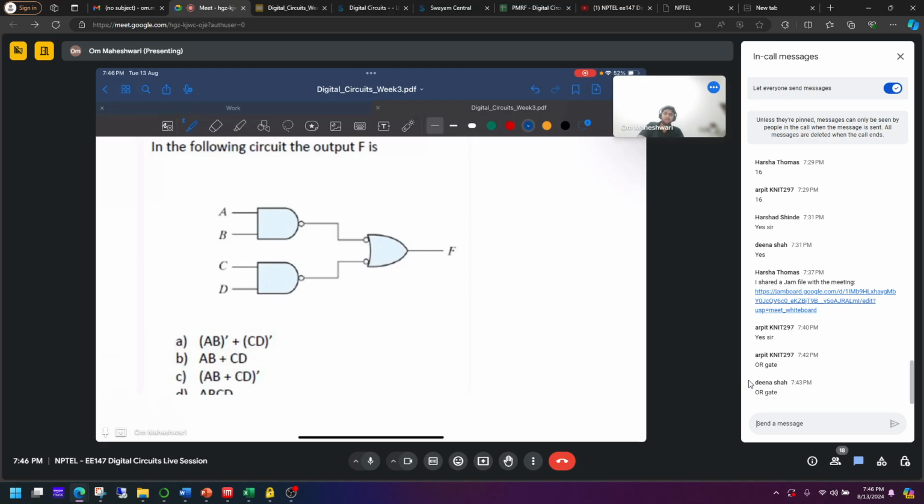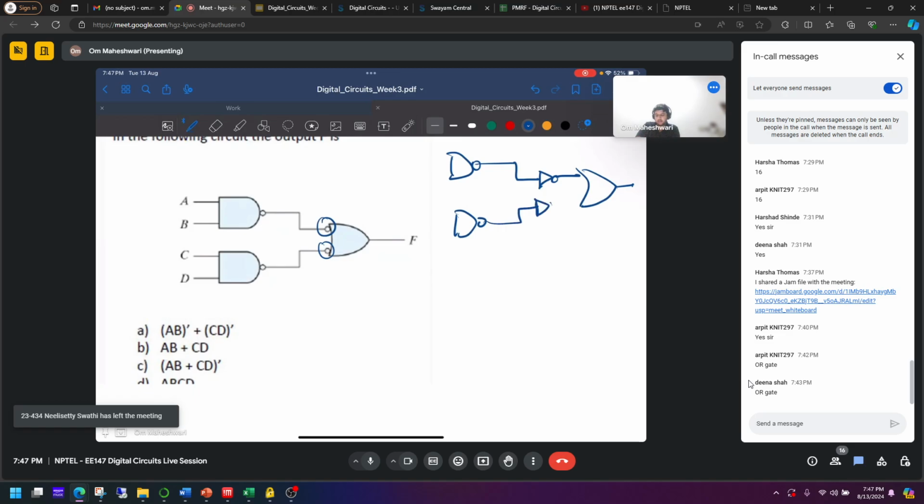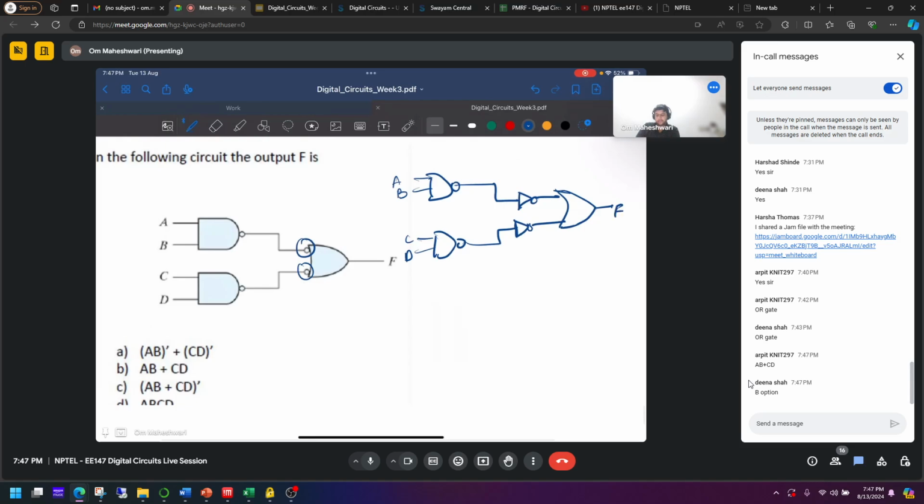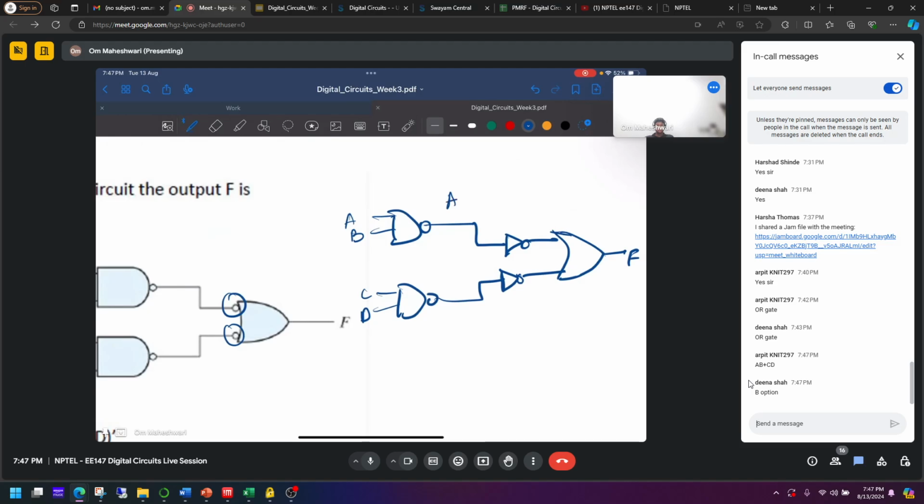What is the output F in the following question? Okay, so here you see these two bubbles, right? What this means, this is an AND gate, this is an AND gate. Then essentially you have a NOT gate, then you have an OR gate. Same thing here. Bubble always means NOT. A, B, C, D, answer F. This is A, B bar, C, D bar, A, B, C, D. Answer simply A, B plus C, D.